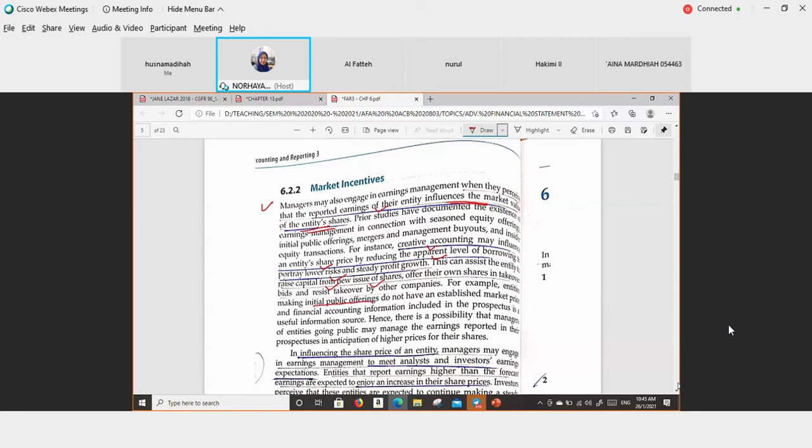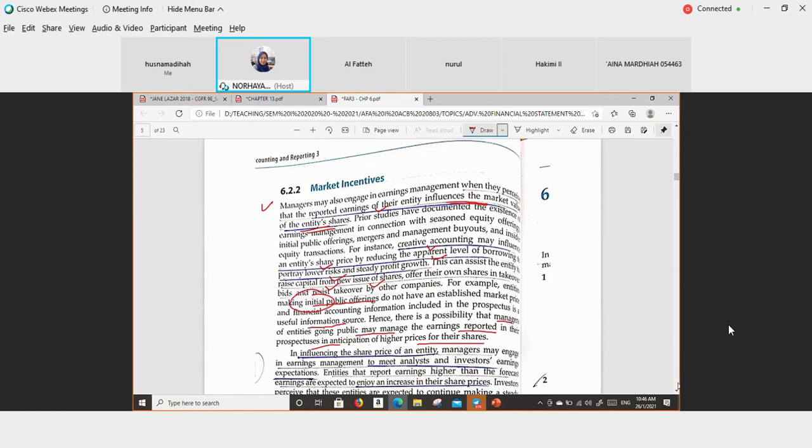Dia mesti menunjukkan pendapatan company tu bagus untuk menarik perhatian investor, betul tak? See, for example, entities making an initial public offering. Initial public offering ni ialah issuance of new shares lah, and they do not have an established market price. The financial accounting information included in the prospectus is useful. Hence, there is a possibility that managers of an entity going public may manage the earnings reported in their prospectus in anticipation of a higher price for their shares.